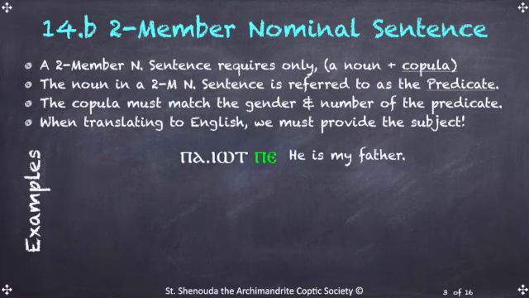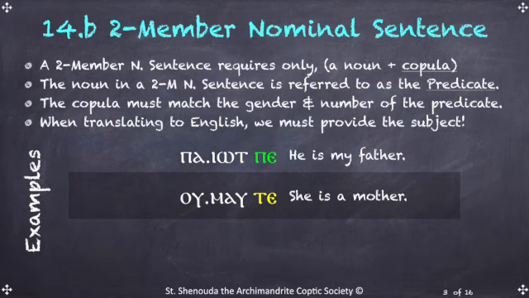examples. Payot pay. He is my father. Notice there's nothing in Coptic that explicitly says he, but it's implied. So in English, when we translate, we have to provide the subject, in this case, he. Also notice how the predicate and the noun in Coptic match in gender and number in the sense that they're both singular masculine.